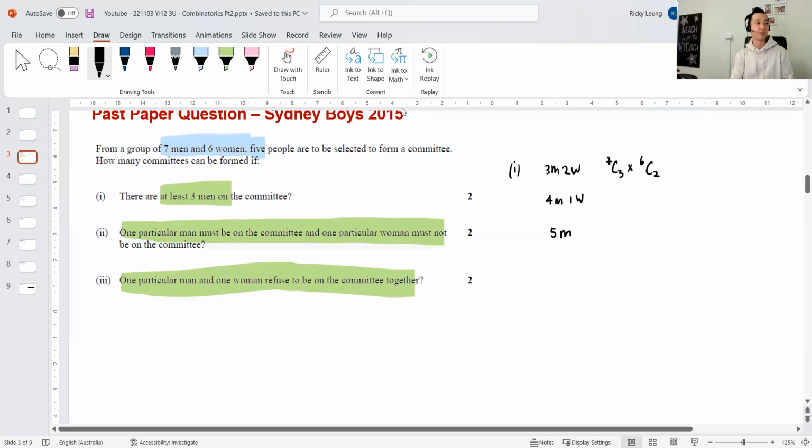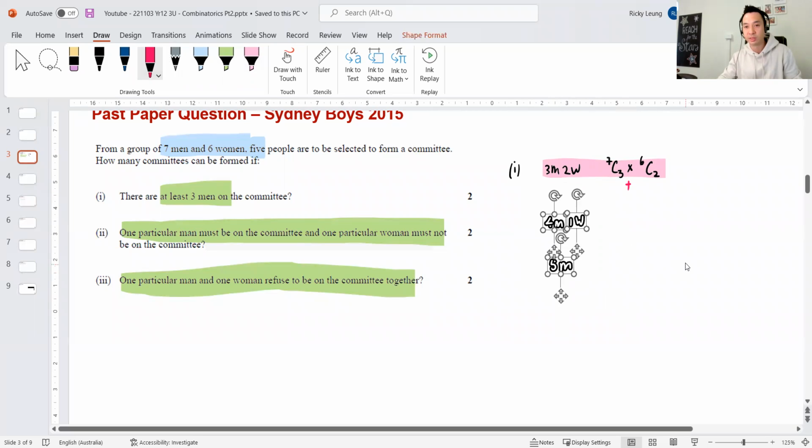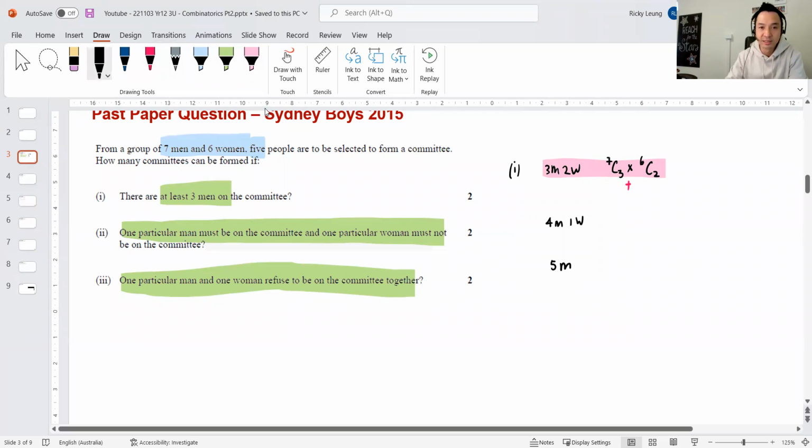All right, nothing too hard, but just to be absolutely clear, I always say this to my class, right? Within the same case, we multiply, and between the cases, we add, right? Maybe if I do it more vertically, it emphasizes the cases being separate, right? So then the next case, 4 men. From 7, choose 4, and then from the 6 women, choose 1. And then we add that with the last case of 5 men. So from 7, choose all 5.